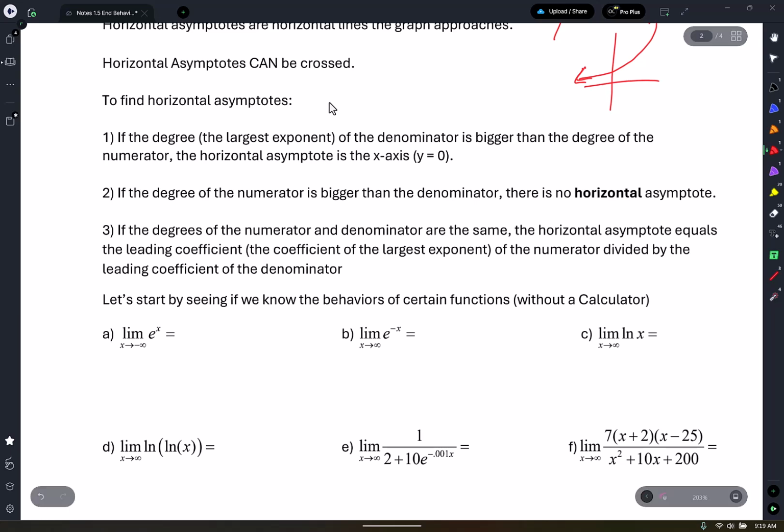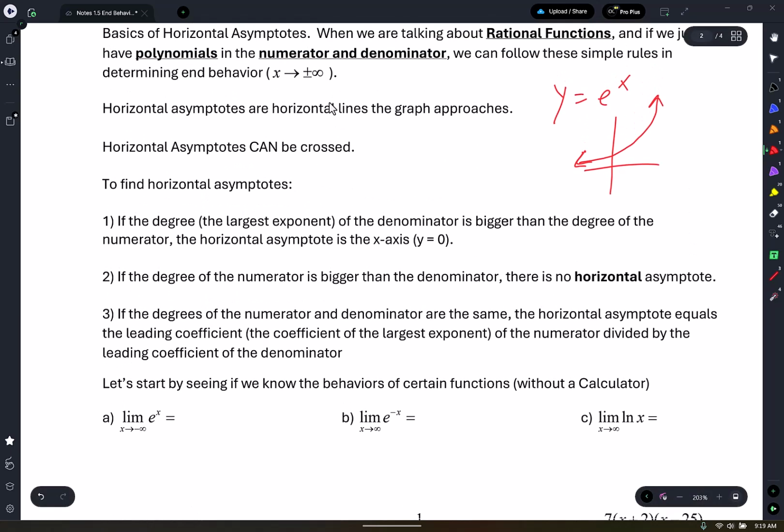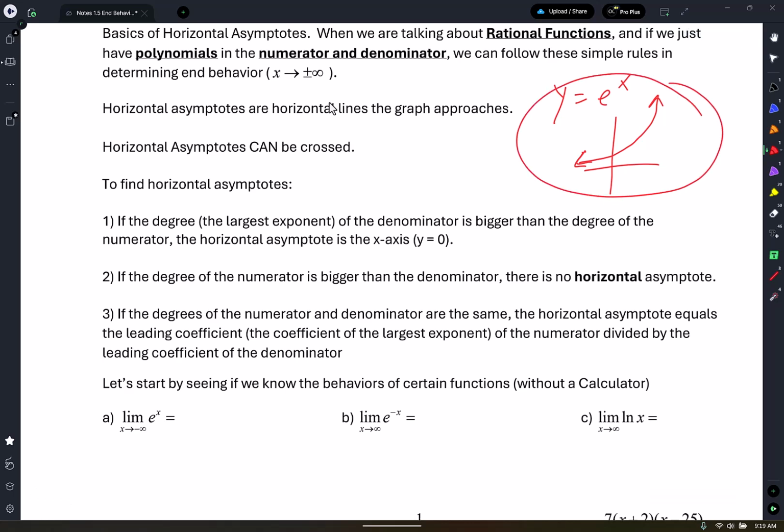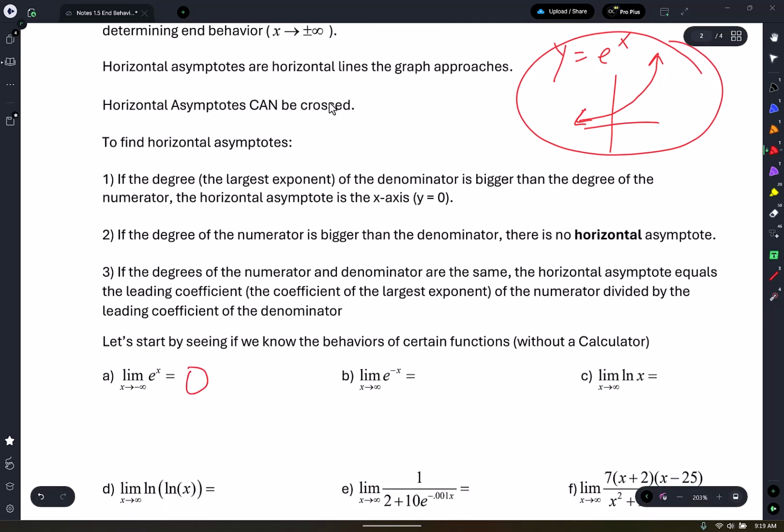Let's see. Letter A, limit as x approaches negative infinity of e to the x. Well, here I have it right there. 0. You guys see? All right, now this one says limit as x approaches infinity for e to the negative x. Okay, let me write how that one looks. E to the negative x looks like this. Let me write it in blue.